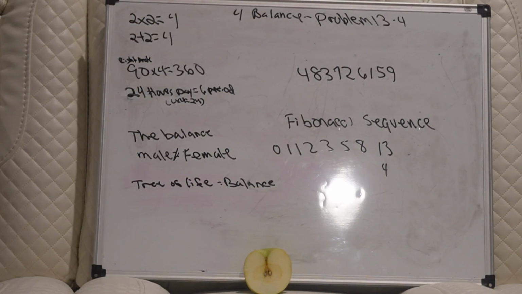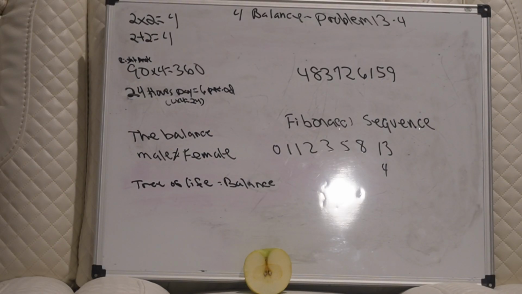So on the board, I got 90 times 4 equals 360, which we know, the cycles of life and 360 degrees, perfect circle, etc. It's 24 hours in a day. We were created in 6 periods or 6 days. So, 6 multiplied by 4, you got that as being 24.